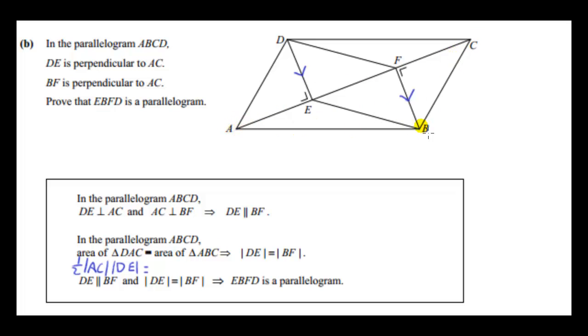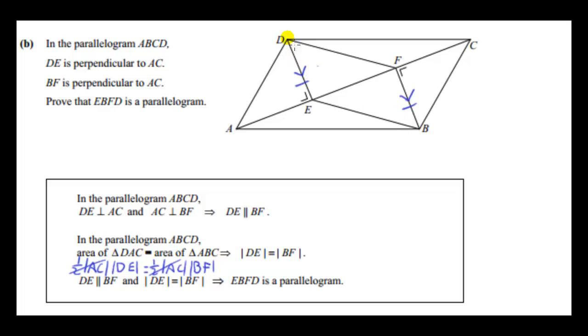But the area of the other triangle, ABC, is half the base. It's got the same base, AC, but its height is BF. So we take the diagonal as base, and if the diagonal is base, then the lines DE and BF are the perpendicular heights of each of these two triangles. But we can see straight away that that leads to the fact that the heights are the same. So DE equals BF. So not only is DE parallel to BF, but DE is equal to BF in length.